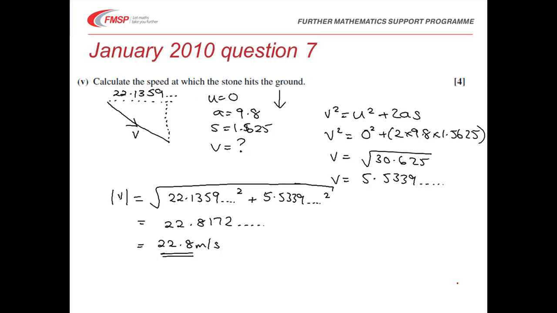Moving on to part 5, we again get 1 method mark here for using SUVAT equations and an accuracy mark for getting down to the correct velocity. We then get a second method mark for using Pythagoras, and a final accuracy mark here for making sure that we do get the correct answer of 22.8.